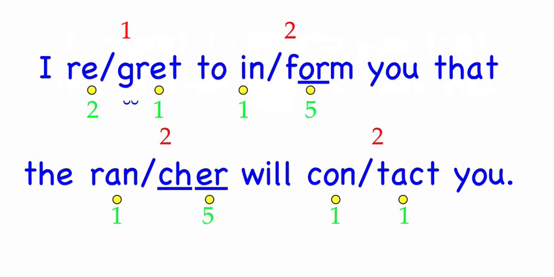Rancher will contact you. Contact, first syllable con, 3 sounds, K, A, N. Tact, 4 sounds, T, A, K, T. Contact. I regret to inform you that the rancher will contact you. Mark the words in this sentence and then advance the video screen. I regret to inform you that the rancher will contact you.